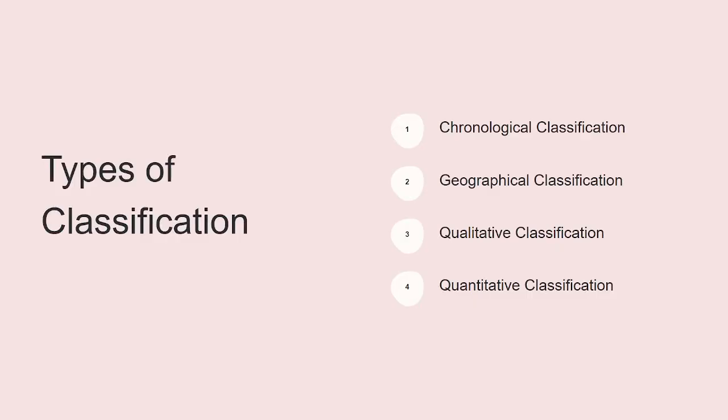Types of classification. There are four main types of classification: chronological, geographical, qualitative, and quantitative classification. Let us understand each one.